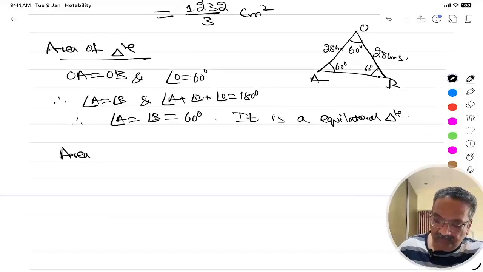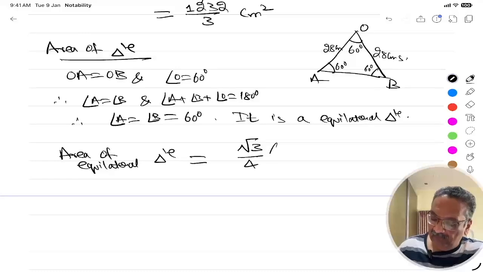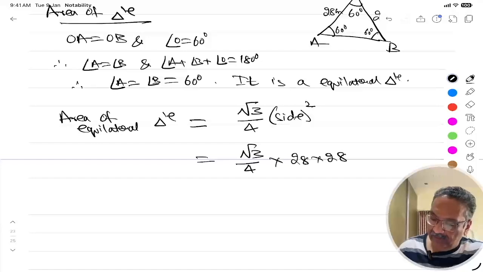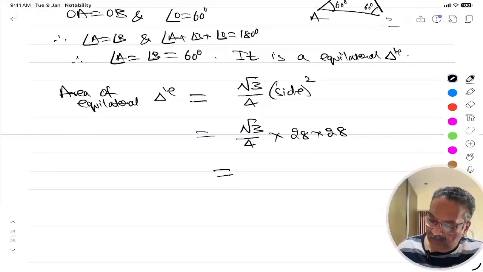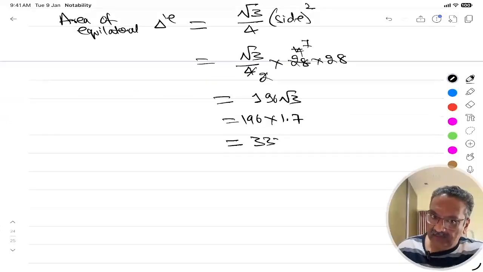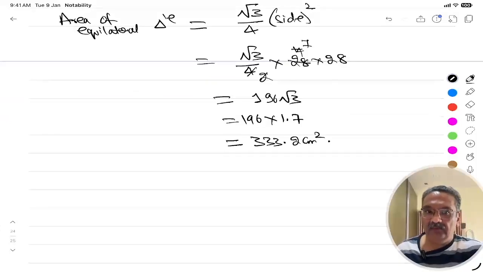So the area of an equilateral triangle is equal to root 3 by 4 into side square, which is root 3 by 4 into 28 into 28, which is equal to 28 into 7, that is 196 into root 3, or 196 into 1.7, which comes out to be 333.2 centimeter square.